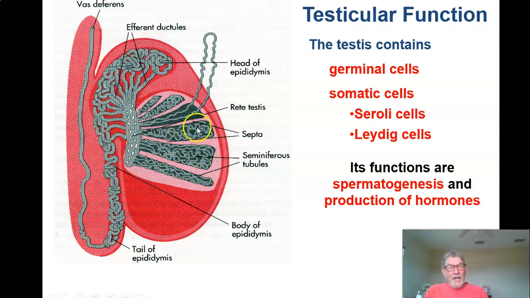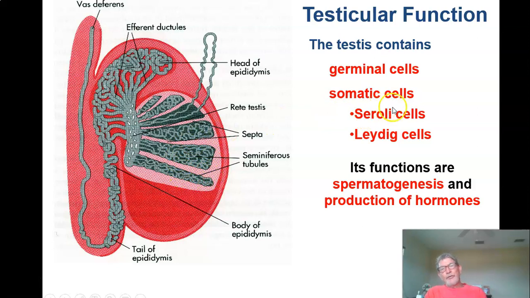Here we have an even more close-up. We have three kinds of cells inside the testicle. The germinal cells are the actual sperm cells. They start out as precursors and become sperm through several stages of development. And then you have two sets of cells around those sperm cells.